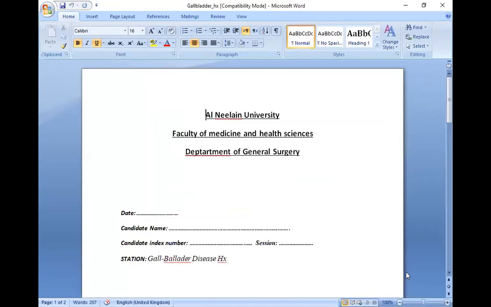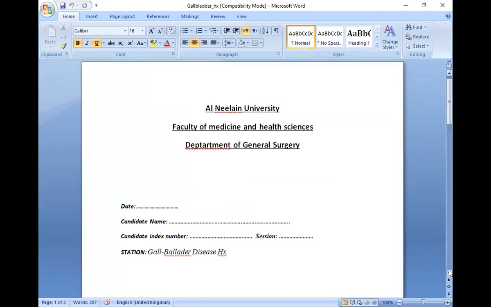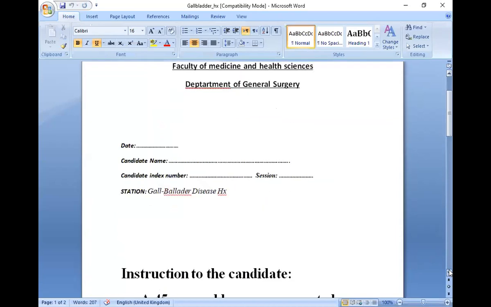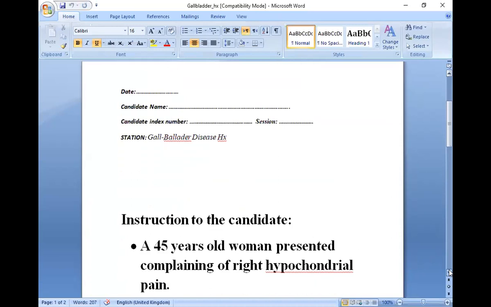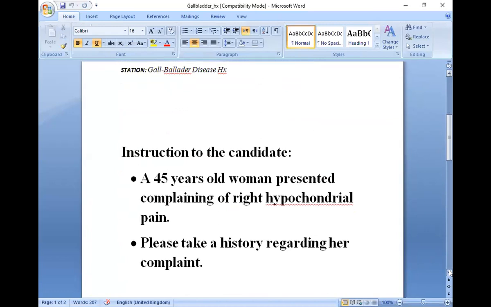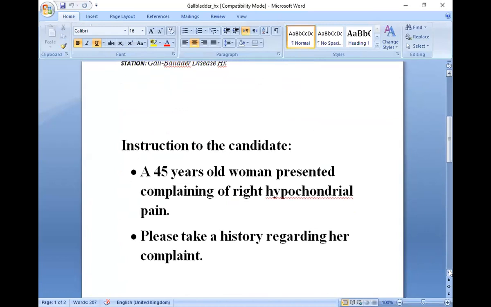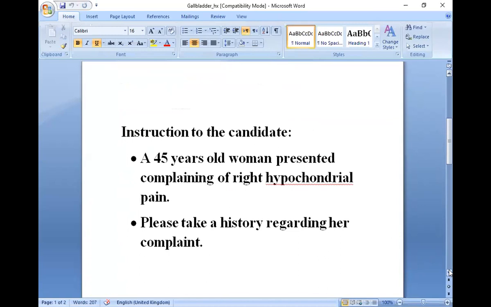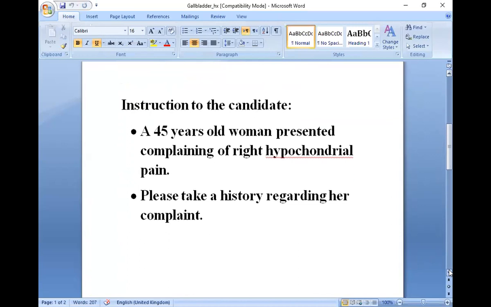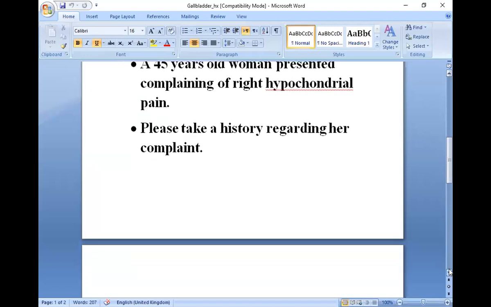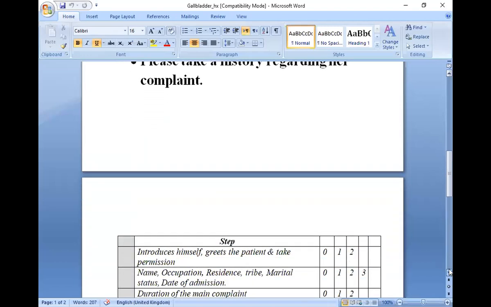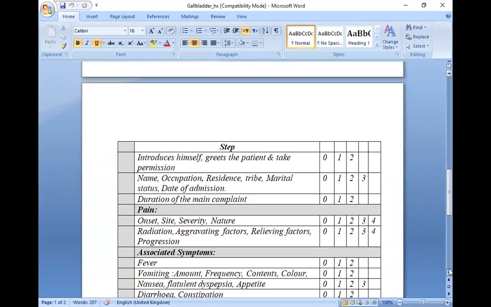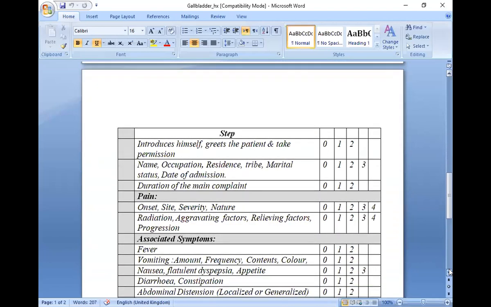You see this is also from the bank. Station: gallbladder disease history. Instruction to the candidate: a 45-year-old woman presented complaining of right hypochondrial pain. Please take a focused history regarding her complaint. The examiner will observe you while taking the history. You see the same introduction: introducing himself, greeting the patient, and taking permission is 2.